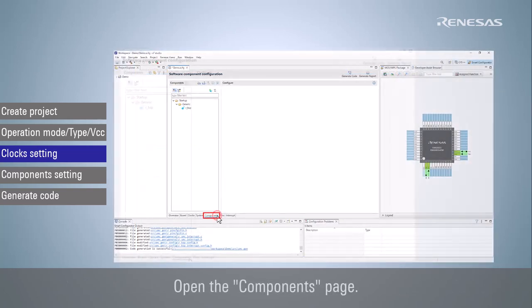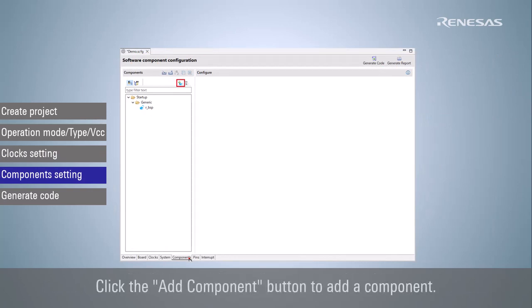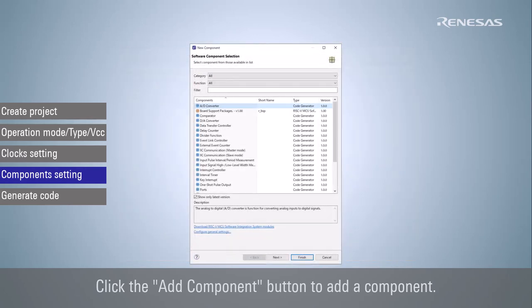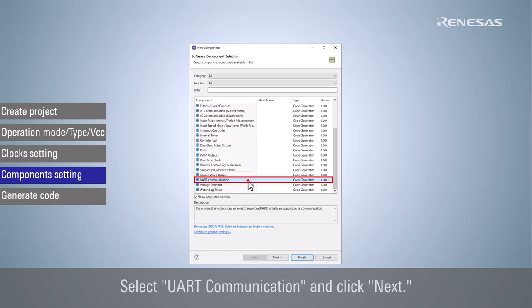Open the Components page. The Components page allows you to combine drivers as software components. Click the Add Component button to add a component. Select a component from the component list. In this video, we will add UART communication for sending and receiving data to the project. Select UART communication, and click Next.